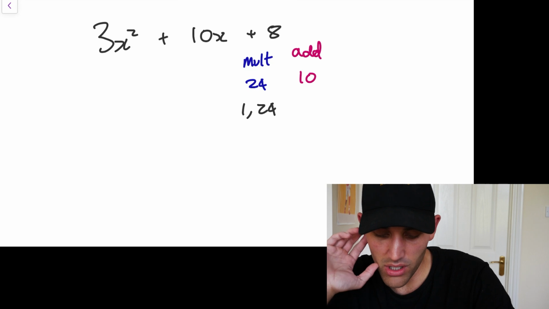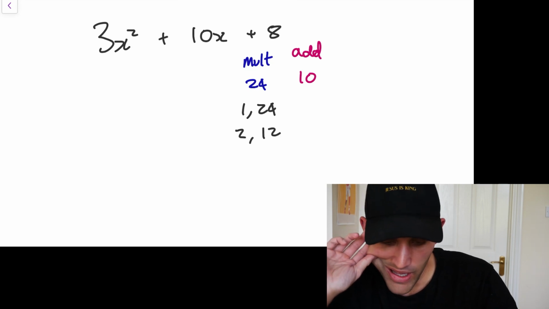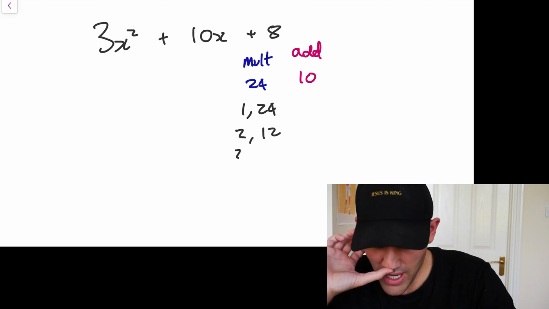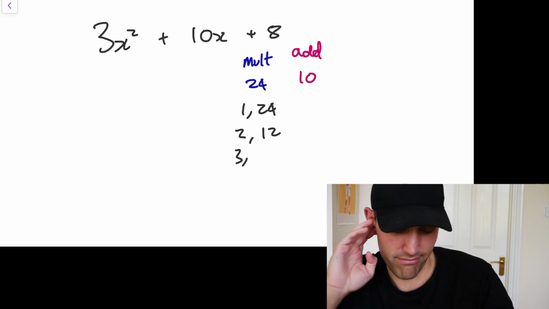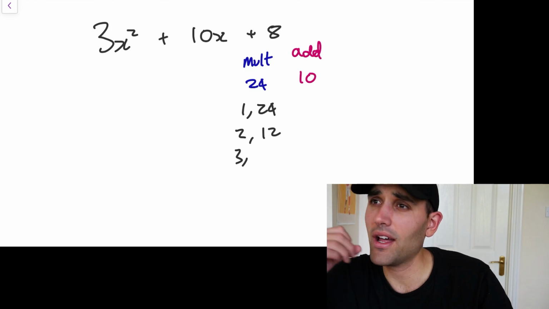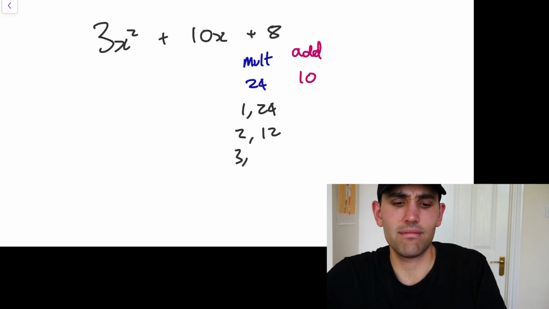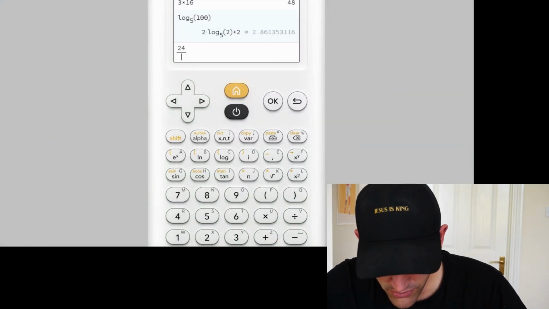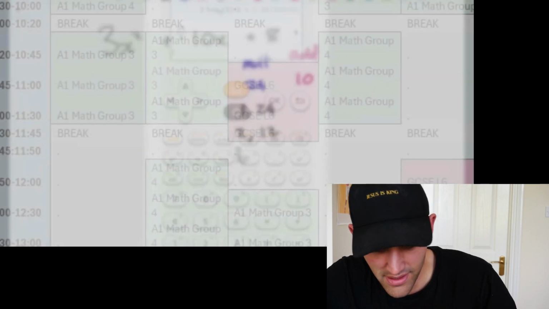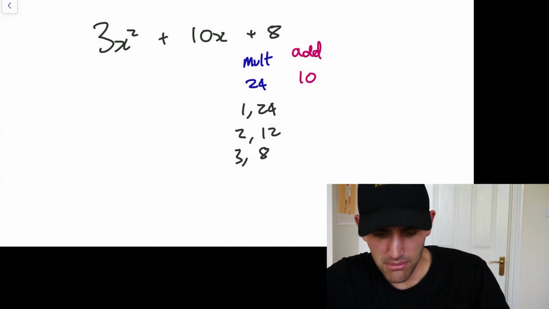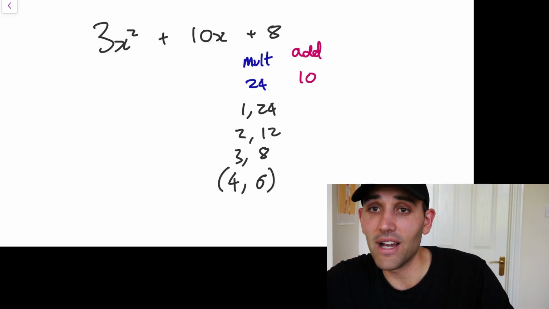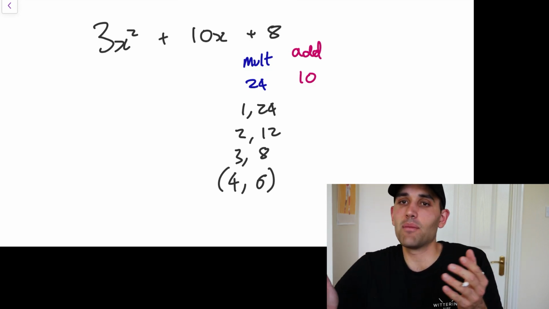1 and 24 doesn't work. 2 and 12 feels like it could work, but it doesn't. 3 and... good God, man, 3 and 24 divided by 3. Sometimes it happens, even to maths teachers. 24 divided by 3 is 8. So 3 and 8 doesn't work. Hilarious. Okay, 4 and 6. Boom. There we go. That was hilarious. And it's on camera. So my bad maths is on camera.